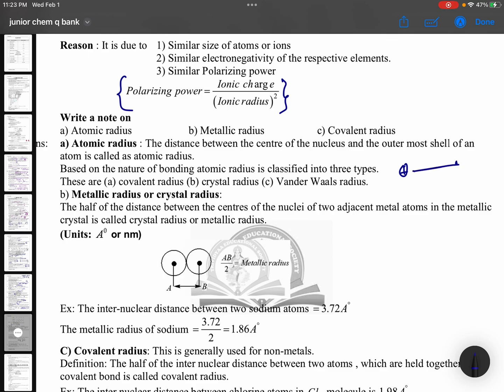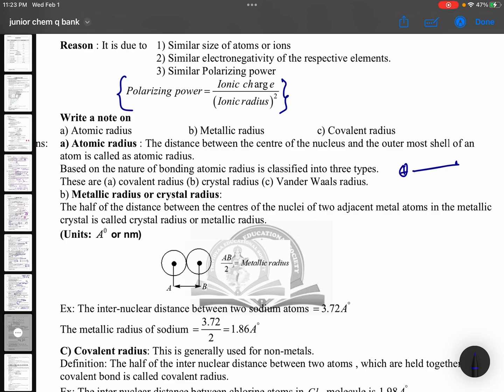Based on the nature of bonding, atomic radius is classified into three types: 1, covalent radius; 2, crystal radius; 3, van der Waals radius. Metallic radius or crystal radius is half of the distance between the centers of the nuclei of two adjacent metal atoms in the metallic crystal. Simply, you can call it atomic radius, because most of the atoms are metals.